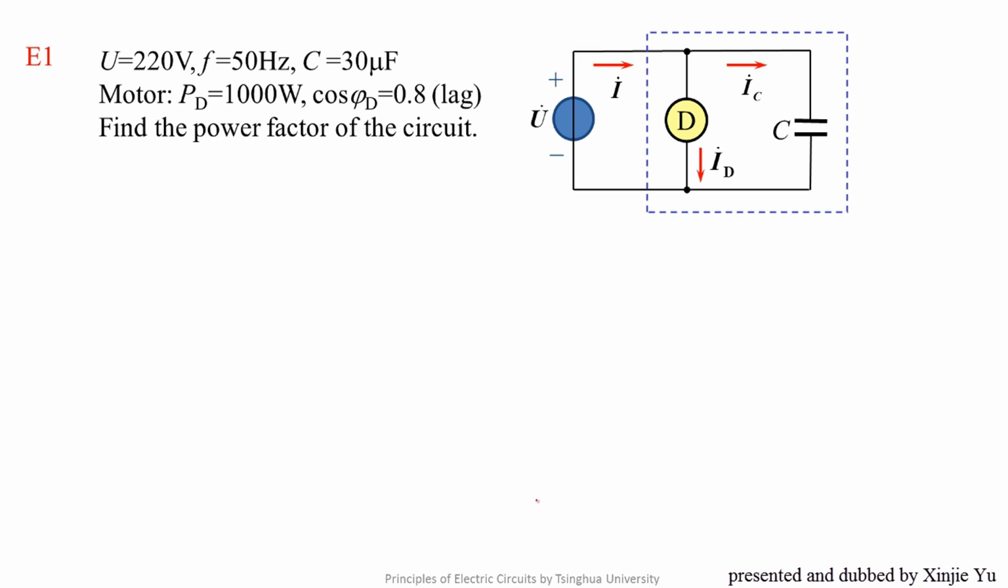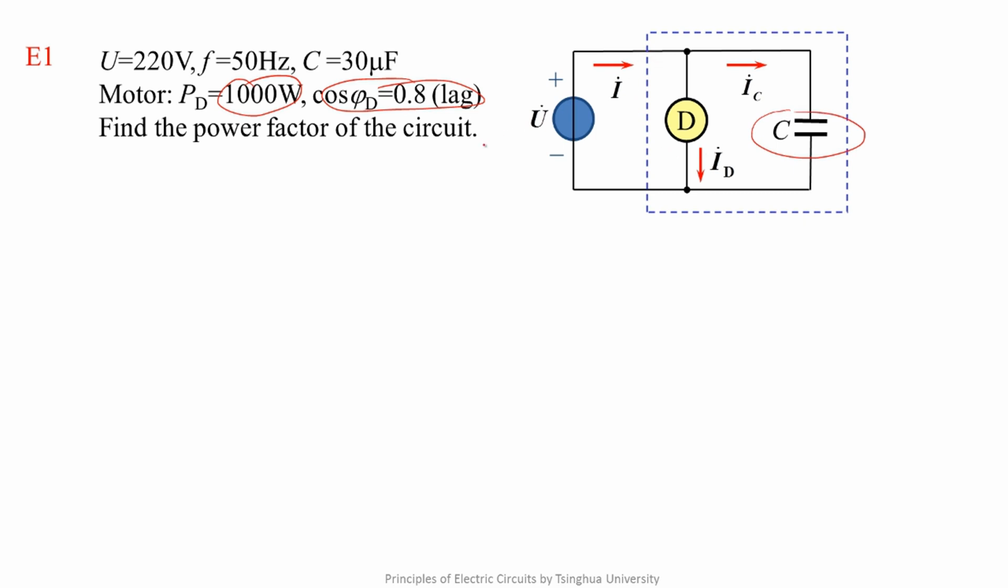Next, let's do an exercise. You see, it's a motor, which is powered by an AC with 220 volts RMS and 50 Hz. The power rating of the motor is 1000 watts, and the power factor is 0.8 lag. In addition, a capacitor is parallel to the motor. The capacitance is 30 microfarads.